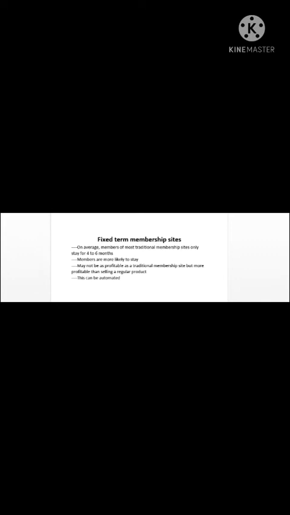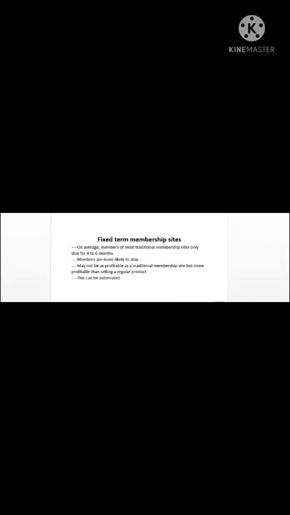The benefit of fixed term membership sites is that members are more likely to stay because they want to get what they believe they're going to get. If they're promised 6 months of, say, six traffic strategies every month, they might as well stay for the sixth and final month. A fixed term membership site may not be as profitable as a traditional one, but it is more profitable than selling a regular product where you just sell something once.